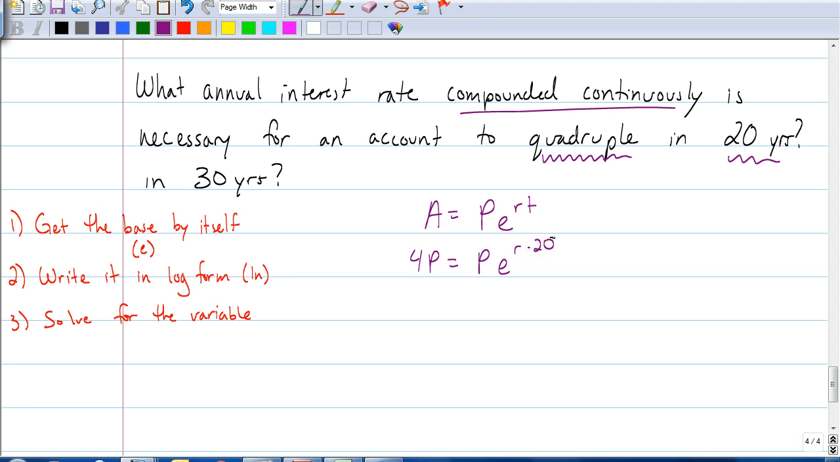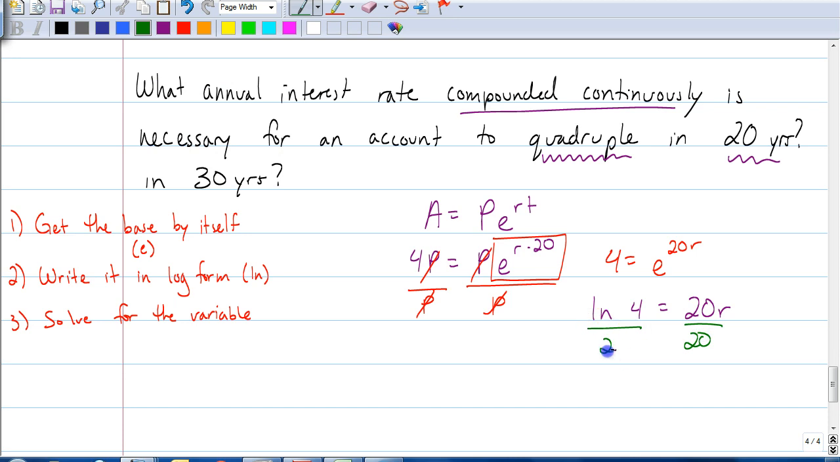So now we're going to still follow these 3 steps. We're first going to start by getting the base, which is e, by itself. I'm going to divide both sides by P. Doing so gives me 4 equals e to the, I'm going to write this as 20r. So now I want to write it in logarithm form. Instead of log base e, it's going to be the natural log of our value, 4, equals 20r. Divide both sides by 20 to get the r by itself. And this is the equation that we have.